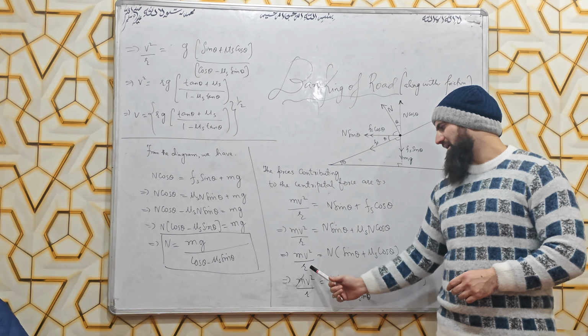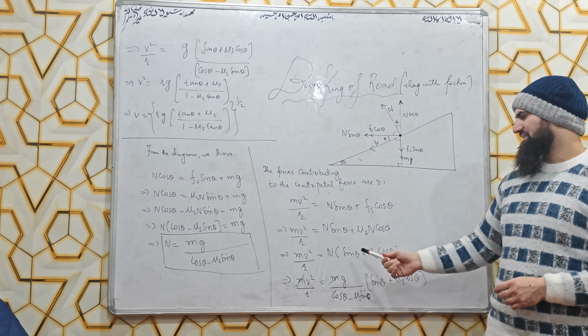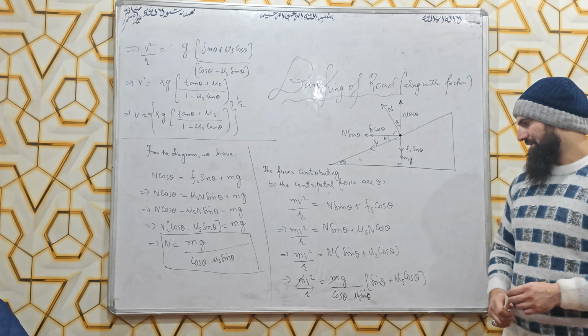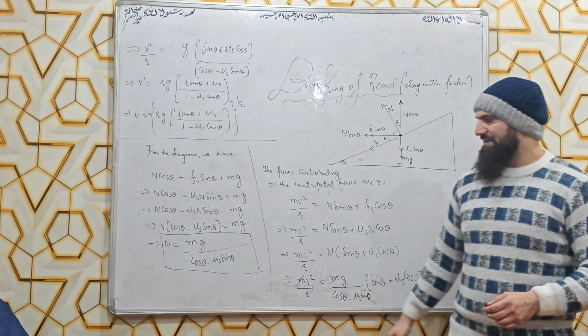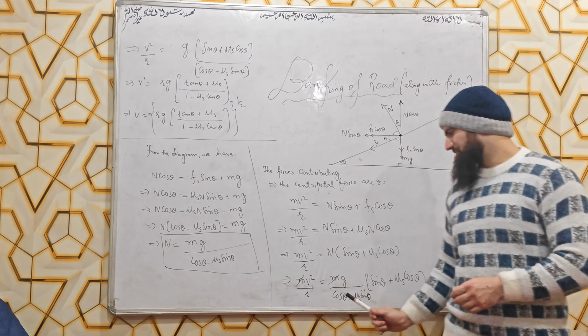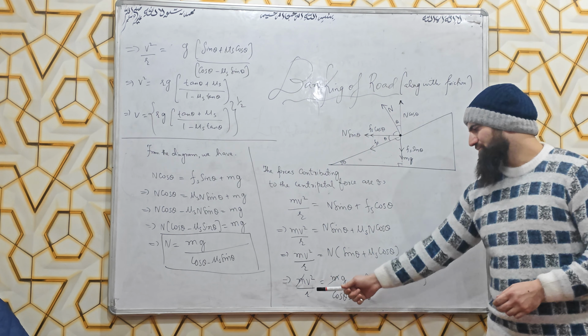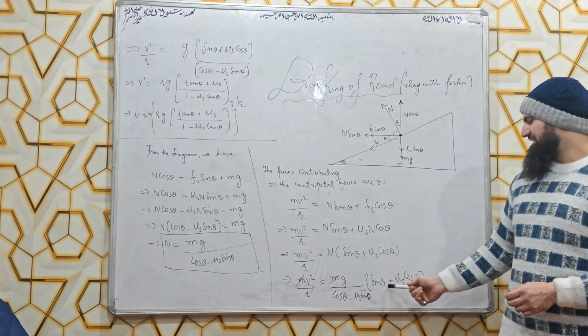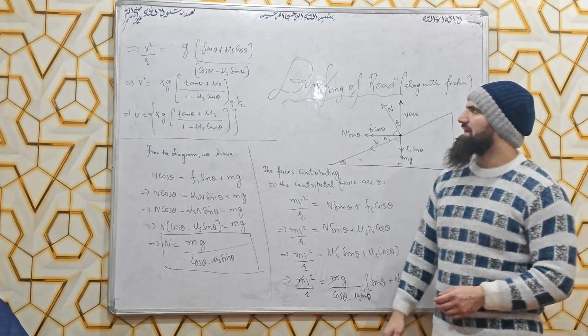So mv square by r is equal to N bracket start sin theta plus mu s cos theta, because we have taken N common. So mv square by r is equal to mg, why? Because the value of N is mg divided by cos theta minus mu s sin theta. So m and m will get cancelled. So v square by r is equal to g into sin theta plus mu s cos theta divided by cos theta minus mu s sin theta. That's what I have written here.